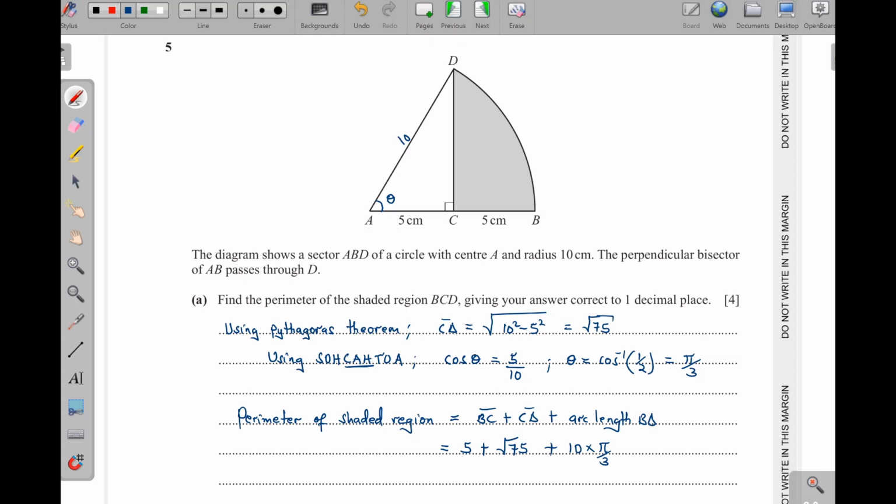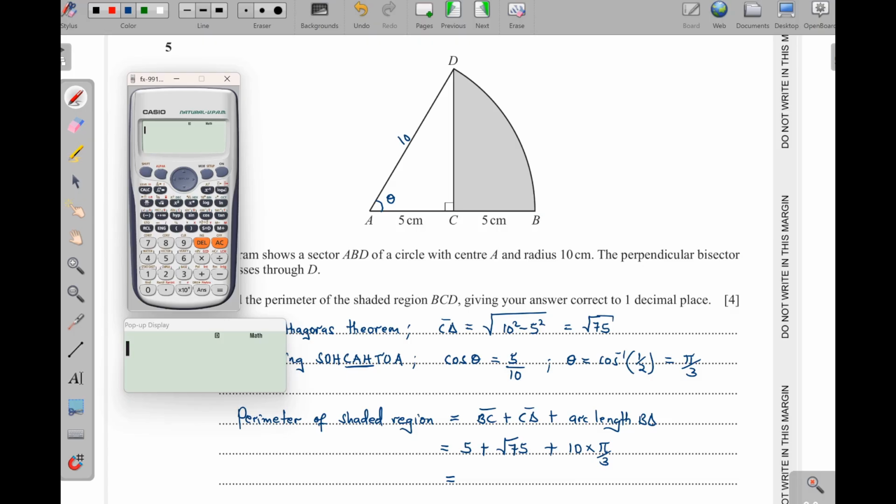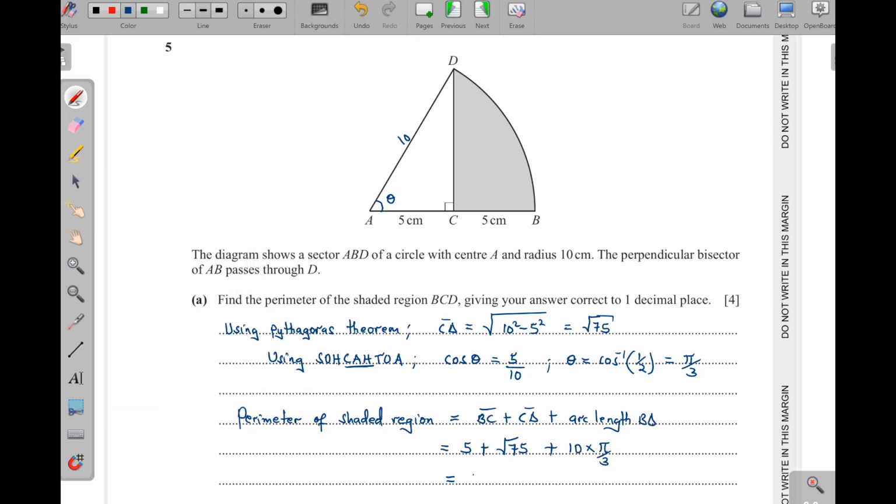And they said we give our answer correct to 1 decimal place. If they had told us to give the exact value, then I would leave my answer here. But to 1 decimal place, what are we having here? In circular measure, you have to turn your calculator straight away to radians. So shift mode, and then radians is 4. Then we have 5 plus root of 75, then plus 10 pi out of 3. To 1 decimal place, this will be 24.1 centimeters.